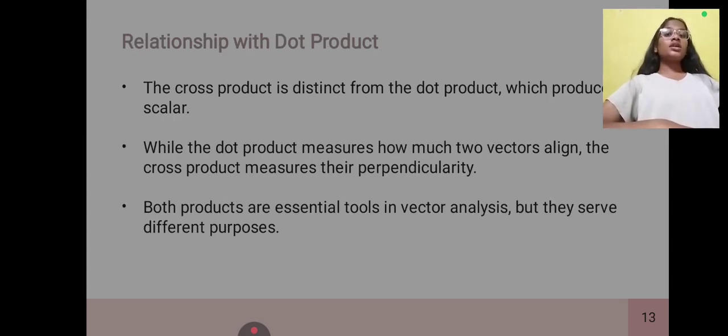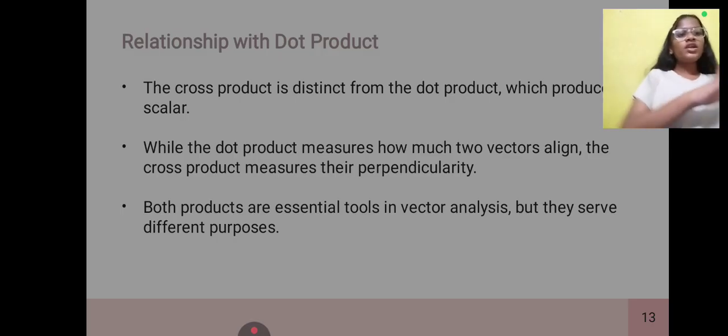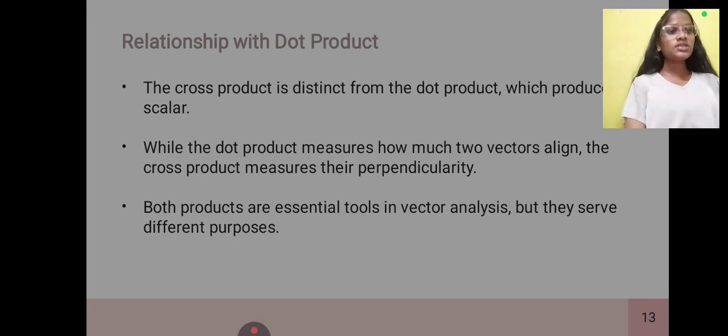Now let us get to know about the relationship with dot product. The cross product is distinct from the dot product, which produces a scalar. While the dot product measures how much two vectors align, the cross product measures their perpendicularity. Both products are essential tools in vector analysis, but they serve completely different purposes when it comes to solving problems or doing calculations.